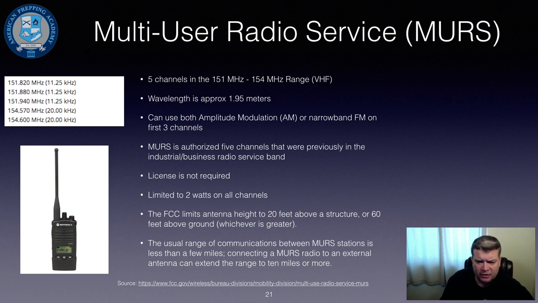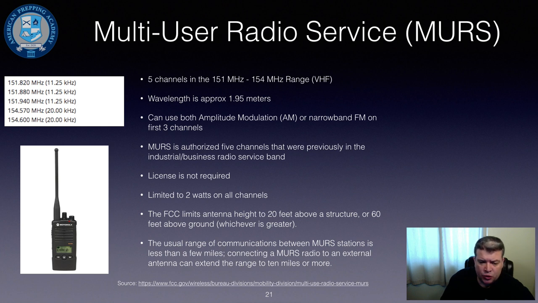And interestingly enough, depending on the radio that you have and how old it is, there are some that have an AM carrier wave and some that have a narrowband FM carrier wave on the first 3 channels. I thought that was interesting. I didn't realize that, but MURS is authorized 5 channels, and these were previously in the industrial and business radio service band. A license is not required.